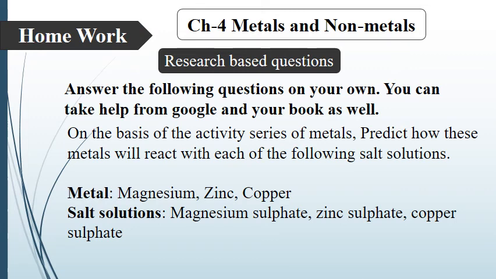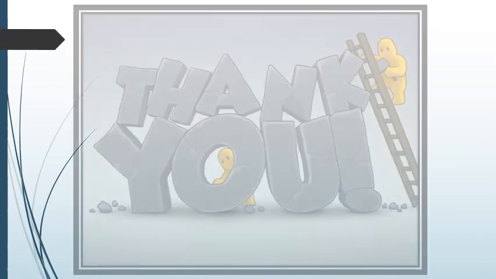This is your other homework. This is a research-based question. You can take help from Google and your book to solve this. You have to make chemical equations for these given metals and salt solutions. You have magnesium, zinc, copper, and the salt solutions magnesium sulfate, zinc sulfate, copper sulfate. You have to make a chemical equation, for example, magnesium.